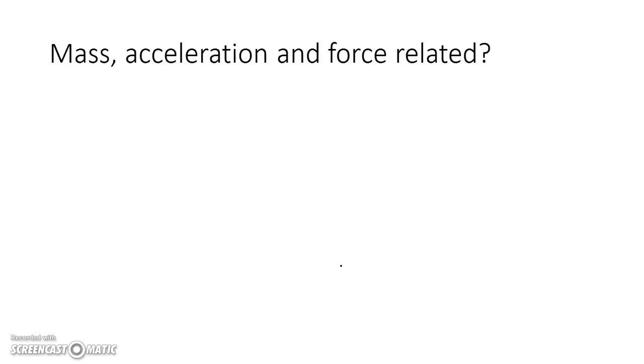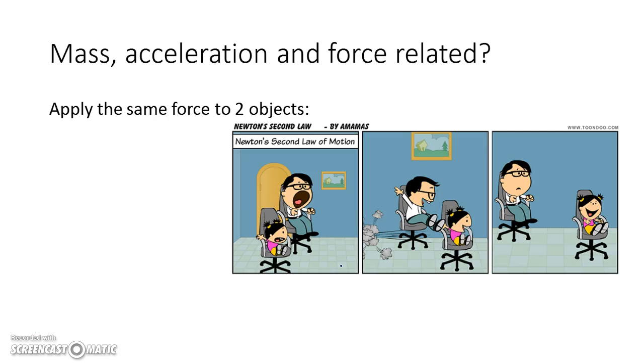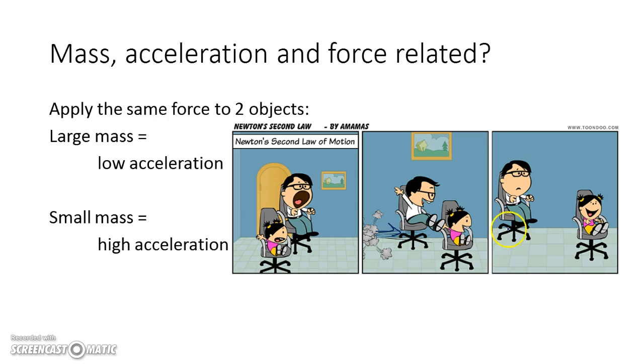All right, mass and acceleration and force, are they related? If we take the same force and apply it to two objects, here we have two people getting ready to race in wheelie chairs. Same amount of force is applied. What happens? Well, the large mass with the same amount of force has a low acceleration, so he's not going to go as fast. What about the small mass? Well, look, the small mass girl is happy because she won the race. She applied the same amount of force, but it went further because it was a smaller mass.